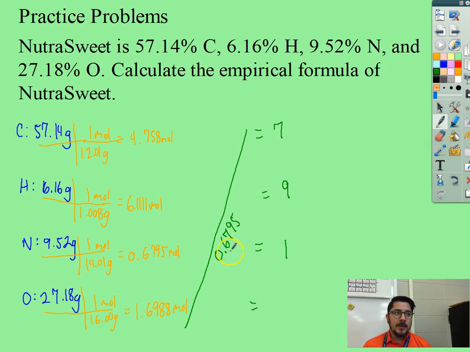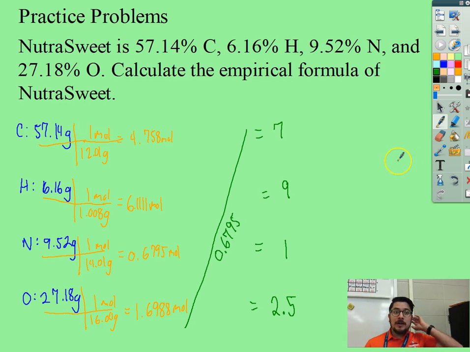1.6988 divided by 0.6795. If you do it, you're not going to get a whole number, and you're not going to get close to a whole number. It's actually closer to 2.5. It's right in the middle. You can't round a 2.5. So since it's 2.5, I have to change it into a whole number.